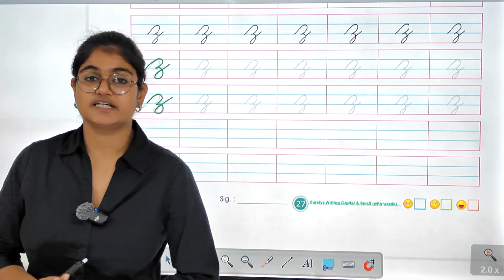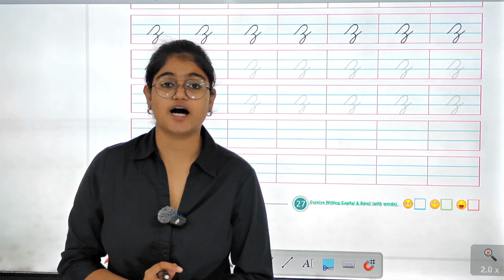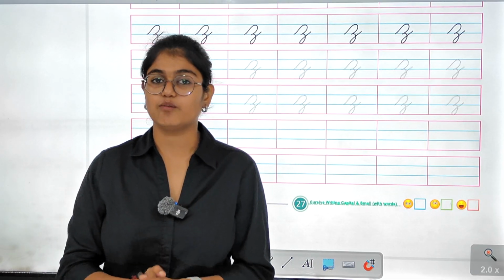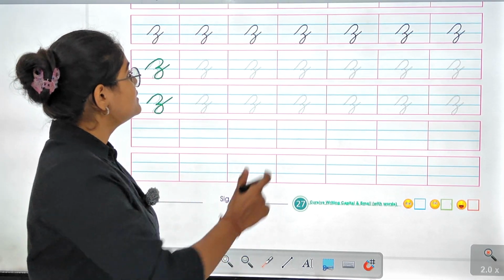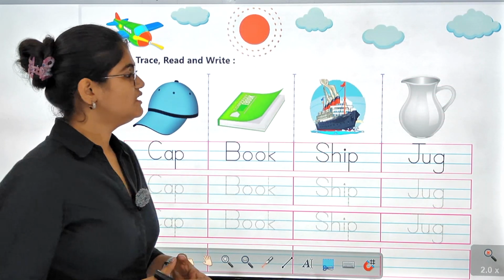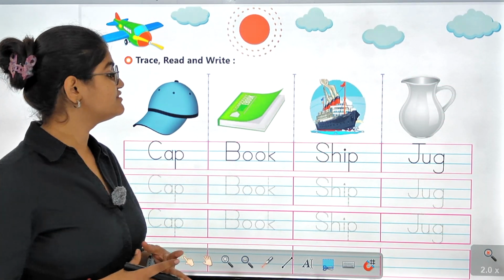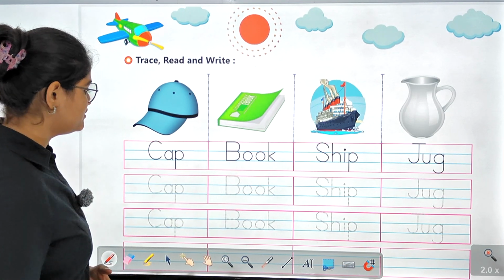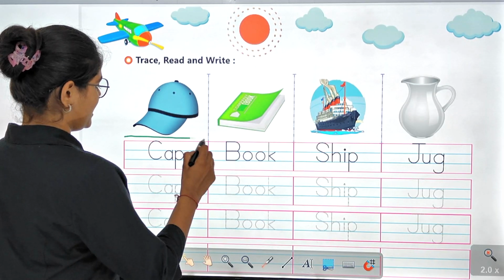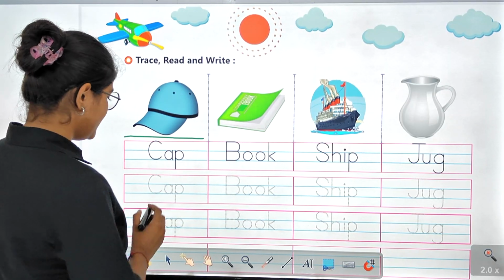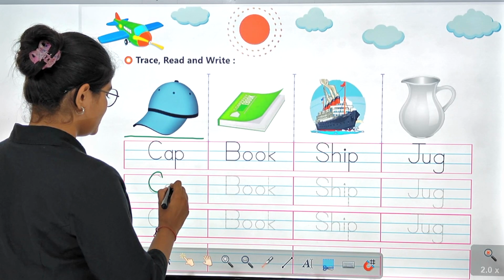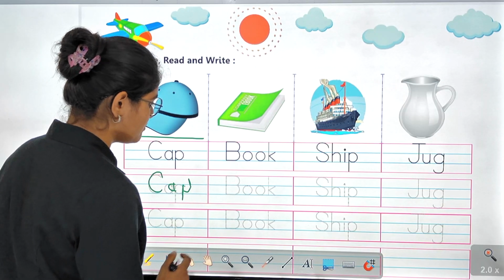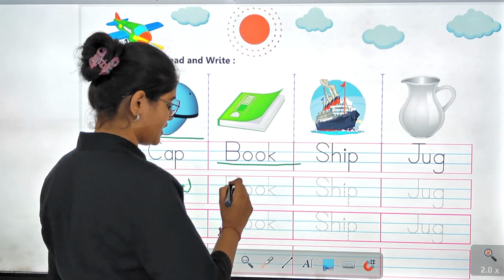So all these were the alphabets that we practiced how to make cursively in the small as well as capital letters. Now moving ahead. So now we have some more words that we have to join and learn to write. As we can see, C-A-P, cap, right? So let's learn how to write C, A and P. That makes cap. Next is B-double-O-K, book.